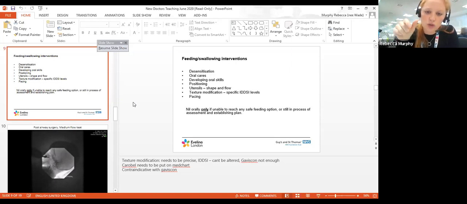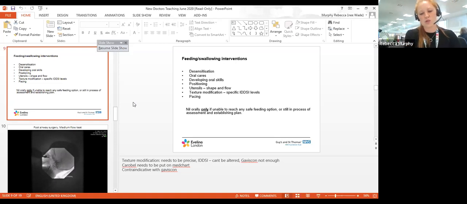But like I say, we use the Cow & Gate Carobel, but it's worth saying if an infant is on Gaviscon, then that needs to stop, because we know that Gaviscon and Carobel are contraindicated and they shouldn't be used together. So if we ask for a baby to be on Carobel, we will ask that you list it on MedChart.